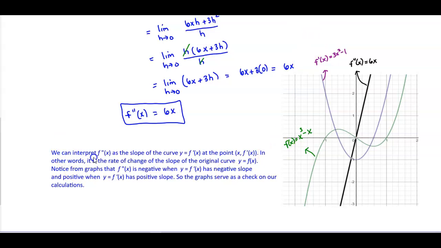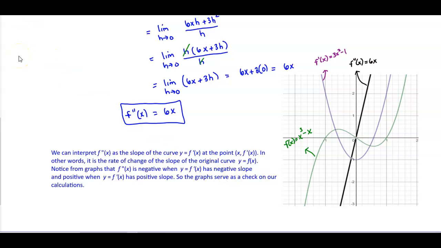So we can interpret f double prime of x, or the second derivative, as the slope of the curve y equals f prime of x at the point x, f prime of x. In other words, it is the rate of change of the slope of the original curve y equals f of x. Notice from the graphs that f double prime is negative when f prime of x has a negative slope and positive when f prime of x has a positive slope. So the graphs serve as a check on our calculations.